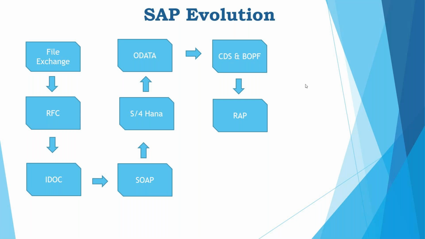Okay, so now what we are discussing is the evolution from the start to today's date, what different techniques SAP has introduced. One is called the file interface. Everyone knows it. When we want to exchange a file, it is done using FTP. It is one of the oldest techniques which we are still using today. Most of the clients are using it till today to provide data from SAP to the third-party system.